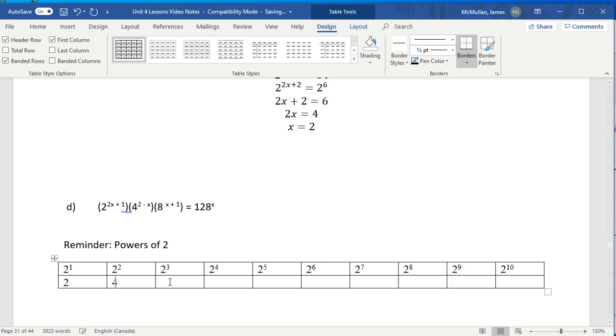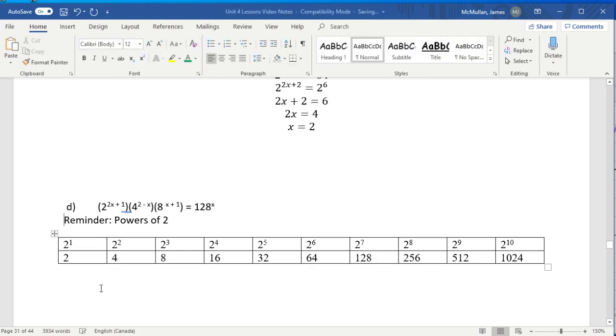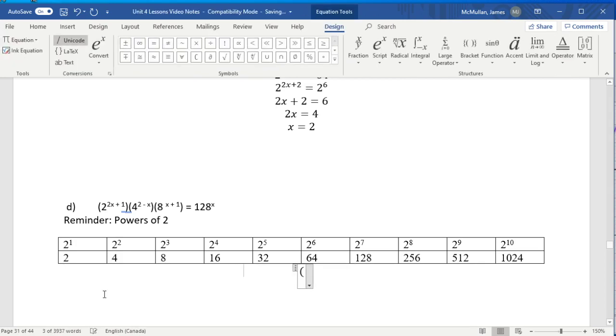2 to the 1 is 2, then 4, we double it, we get 8, we double it, we get 16, then 32, 64, 128, 256, 512, and then 1024. So you might find this table useful when you're doing this kind of work, because now you can look at this and we can change all these other numbers into powers of 2. Let's change them all into powers of 2.